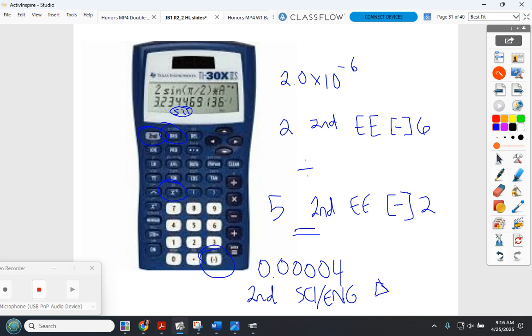Again, your mileage may vary with different calculators. These are the ones that we have here and that we will give out for testing if you don't have your own. So might as well learn how to use them.